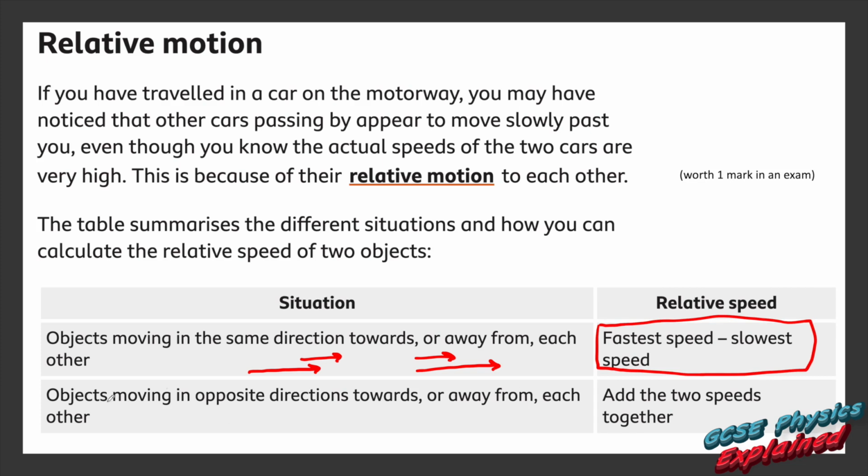Right, another situation is when objects are moving in opposite directions towards each other. So you're traveling that way, they're traveling that way, and you're coming towards each other. Or perhaps away from each other. So once you've gone past each other, you're traveling that way like that, and they're traveling that way like that, and you're moving away from each other rather than toward each other. Right, what you do in that situation is you add the two speeds together. I'll show you what I mean because there's some questions coming up.